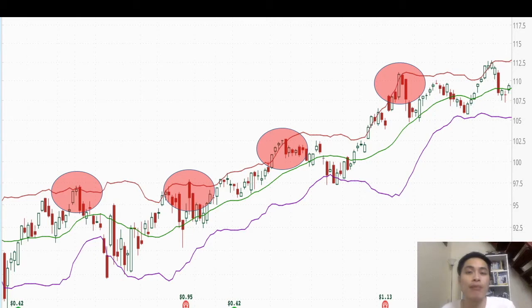Some of you might be wondering, will prices continue to rise when it is close to, at, or above the upper Bollinger Band?